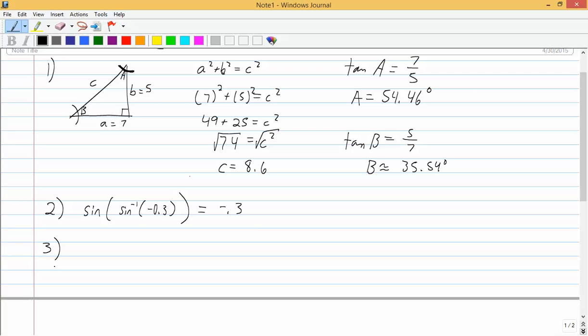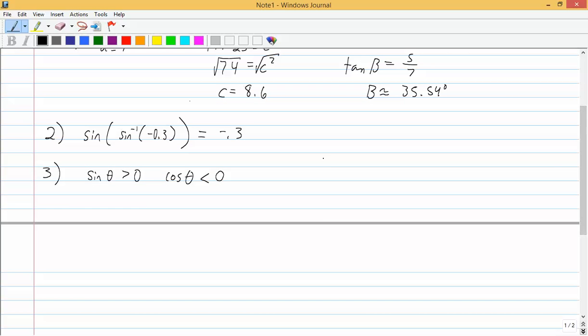Number 3 says the sine of theta is greater than 0 and the cosine of theta is less than 0. So we're trying to figure out which quadrant theta is in. So sine is positive here and here. Cosine is negative here and here. The quadrant where those overlap is where theta is. So where's theta? Quadrant 2.